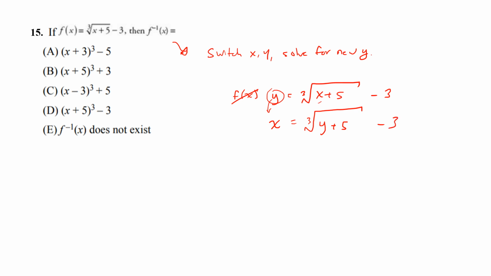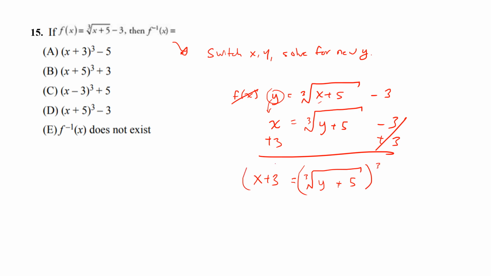We now just have to solve for y. So why don't we take the 3 and add it to both sides? I'm going to be thorough here. So we have x plus 3 equals the cube root of y plus 5. To remove a cube root, we have to cube this side, which we also have to do on the opposite side. So we have x plus 3 cubed equals y plus 5. And finally, to isolate y, we simply have x plus 3 cubed minus 5. If we match this up with the answer choices, this is answer choice A.